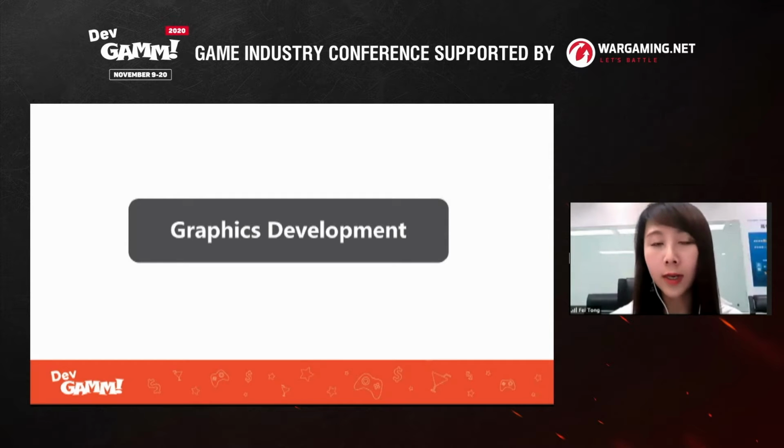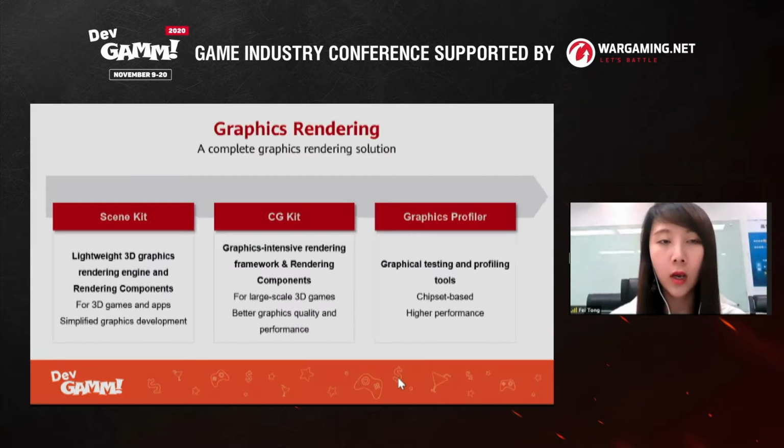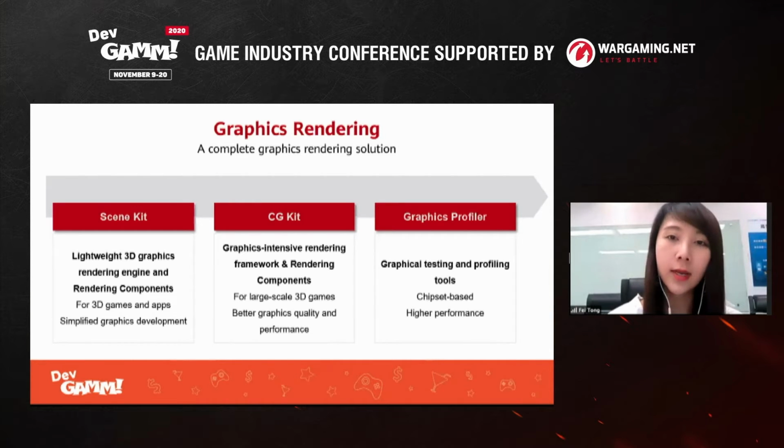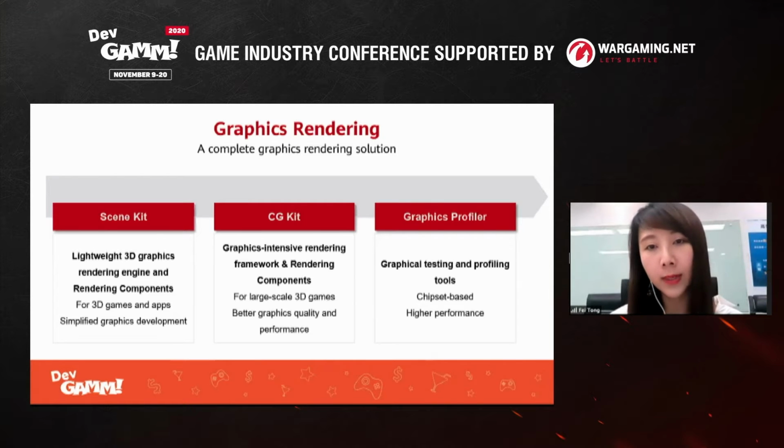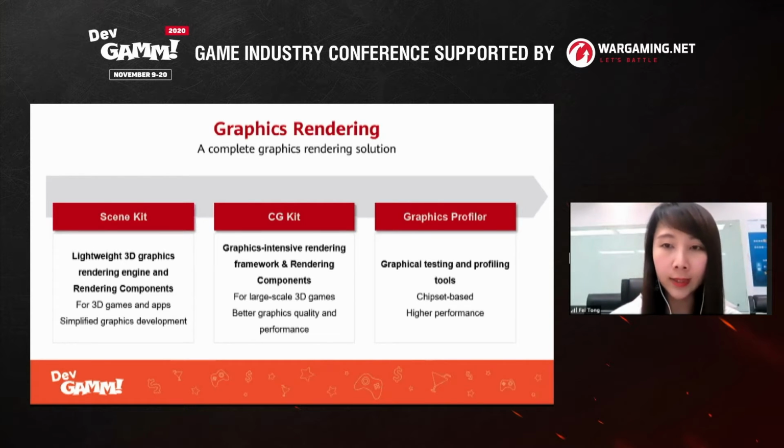The first category is graphics development. In the graphics domain, we could provide 3 major capabilities: SceneKit, SageKit, and Graphics Profiler. SceneKit is a lightweight 3D graphics rendering engine. It could provide rendering plugins which are adaptive to Cocos and Unity. It is quite light and easy to use, so it could simplify graphics development. On a device which already has HMS Core, it only needs about 100 KB additional SDK package size for basic rendering functions. So that's how light it is.